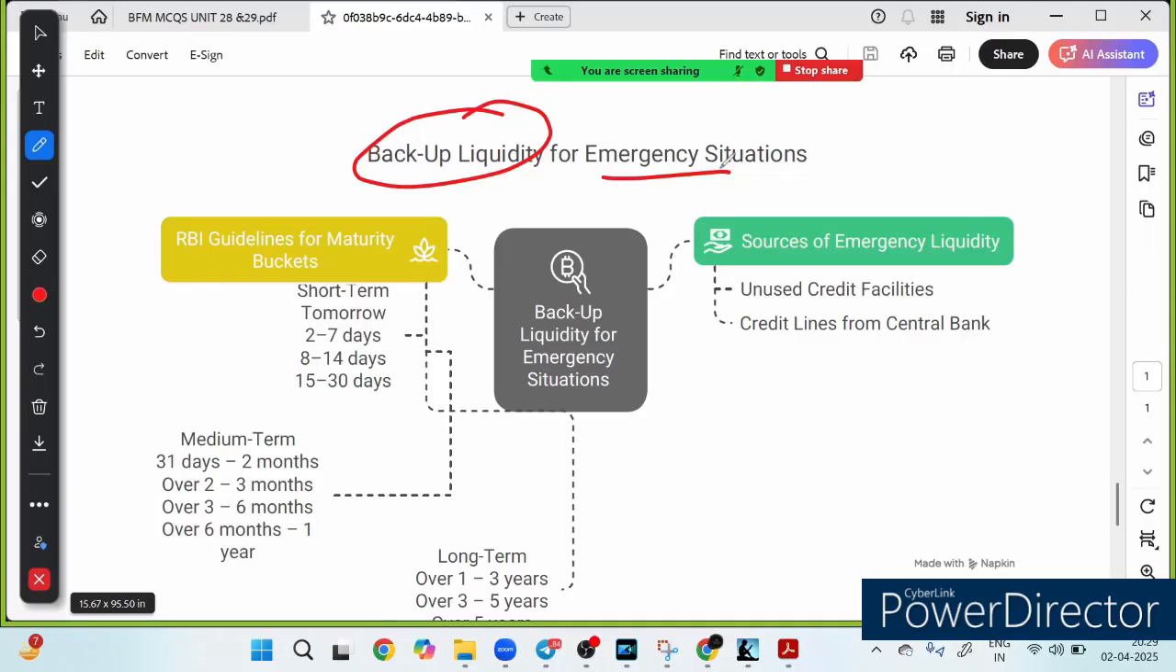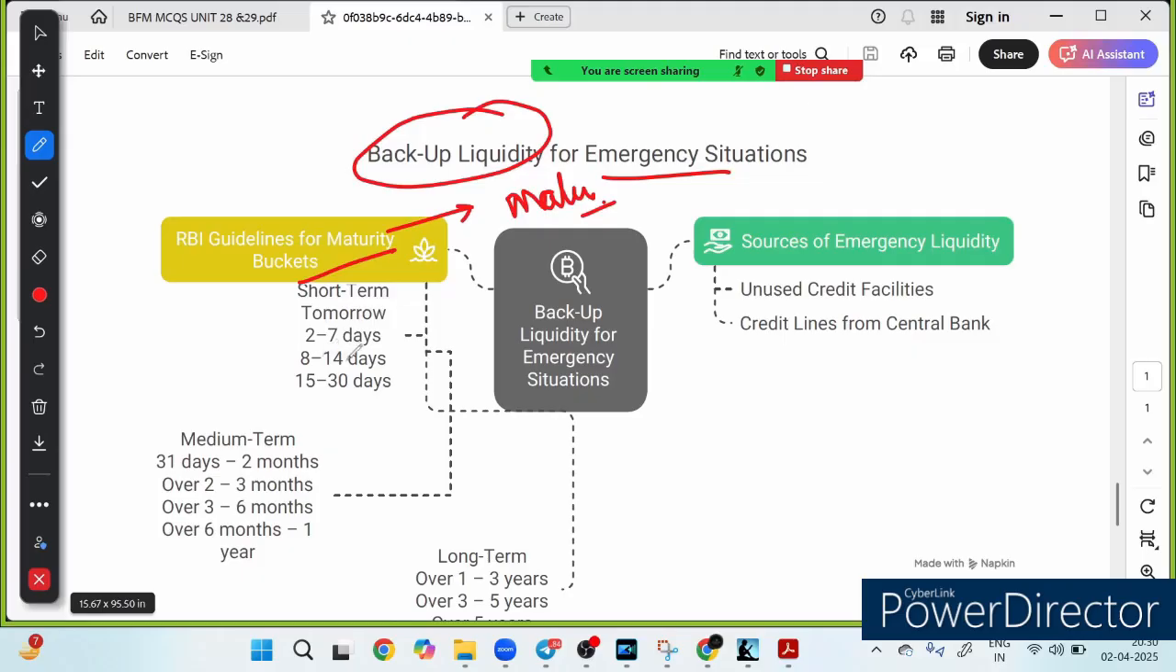Try to understand it. RBI guidelines for maturity buckets are very, very important. The Reserve Bank of India has provided guidelines for managing liquidity based on the maturity period of different assets. Whenever I say maturity bucket, it just means the maturity period of different assets, like short term, medium term and long term. When I say short term, it just means tomorrow to 1 month. This is called short term.